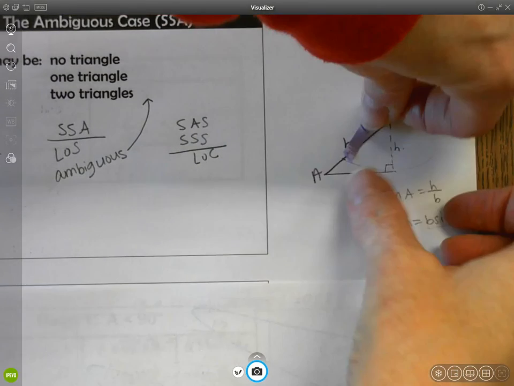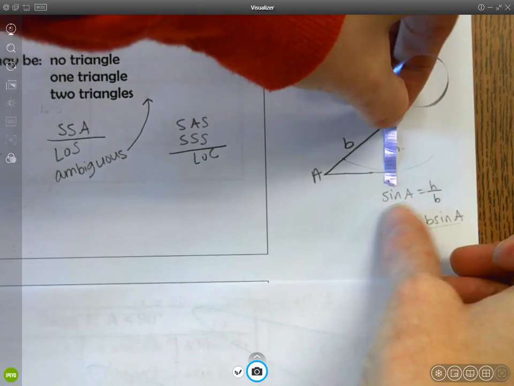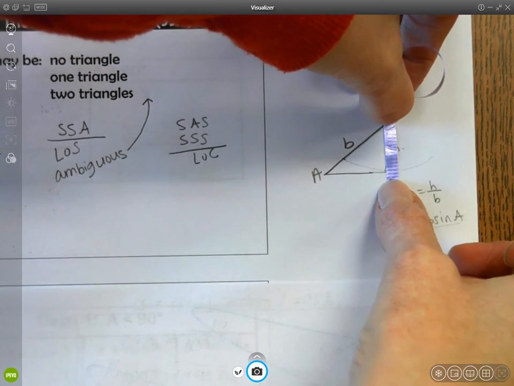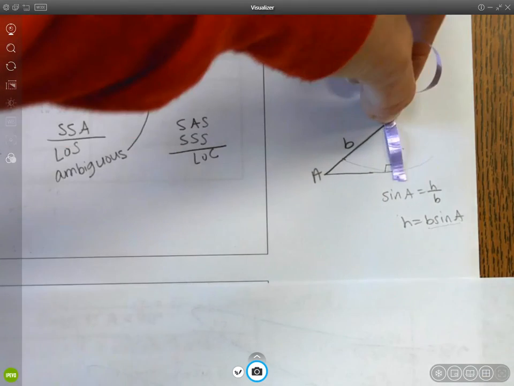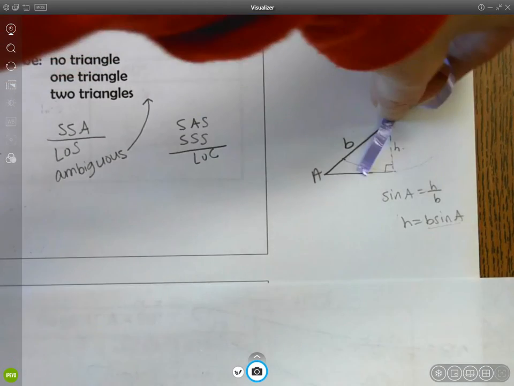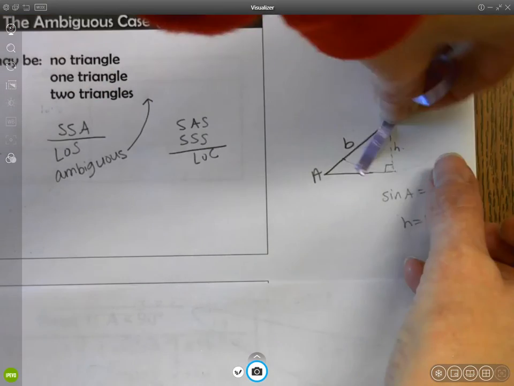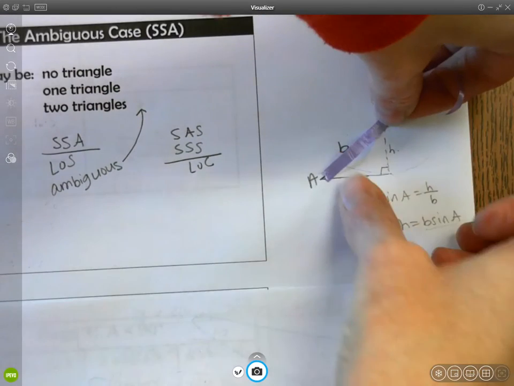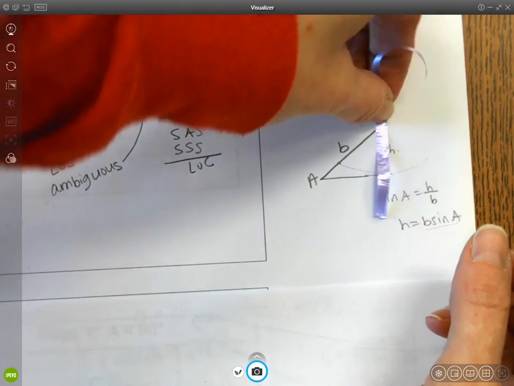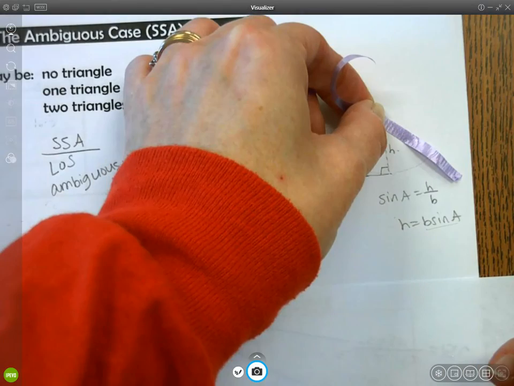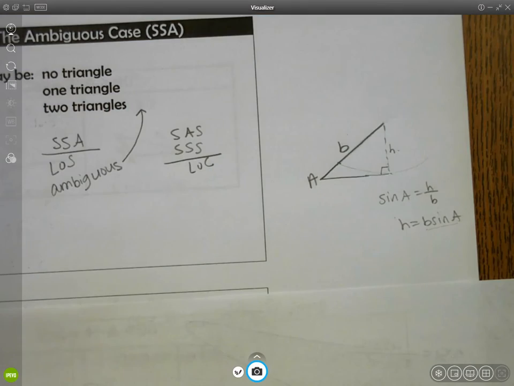If I give you an amount that is shorter than side A, but longer than the height, then it could make a triangle swung out here, or I could swing it in here and make a triangle. So I would end up with two different triangles that I could make. If I give you something that is longer than side A, then it's never going to touch over here, but it could kick way out here and make a triangle. That's the best I can do on a video to show that, sorry.